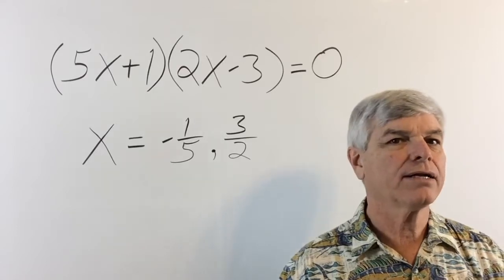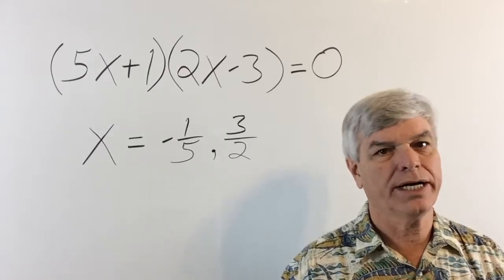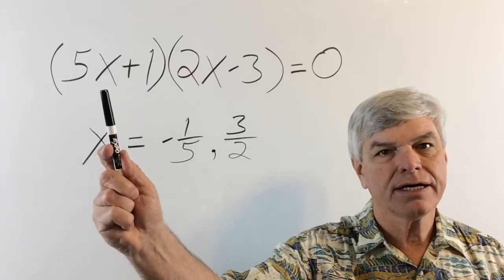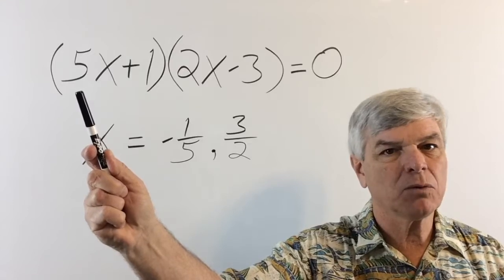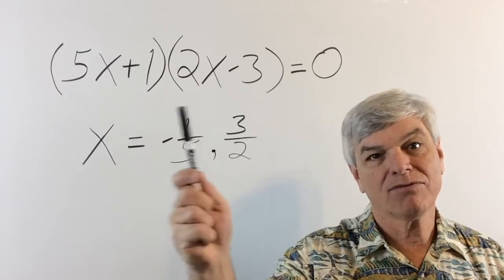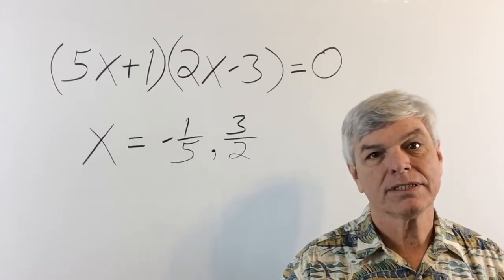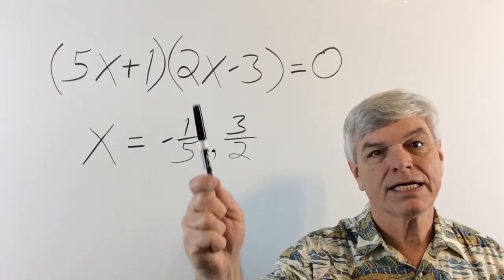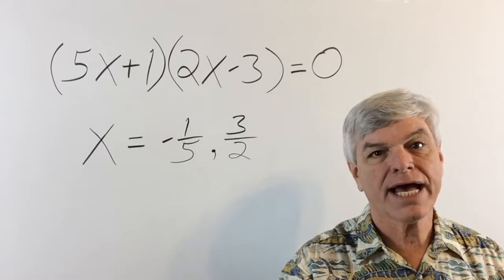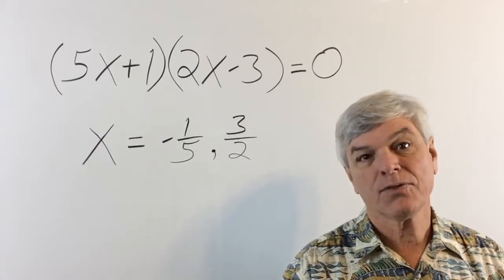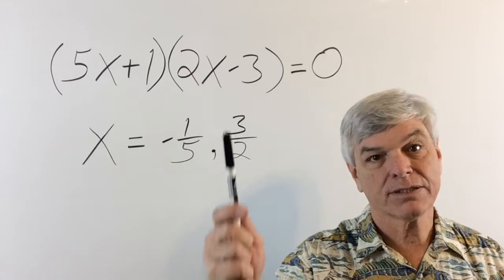Now let me go through that as a check for you real quick. -1/5 times 5 is going to be what? -1. Hopefully you can do that in your head. -1 and 1 is 0. So we did our job here. Let's see. 2 times 3/2 is what? It's 3. +3. 3 minus 3 is 0. So we did our job here.